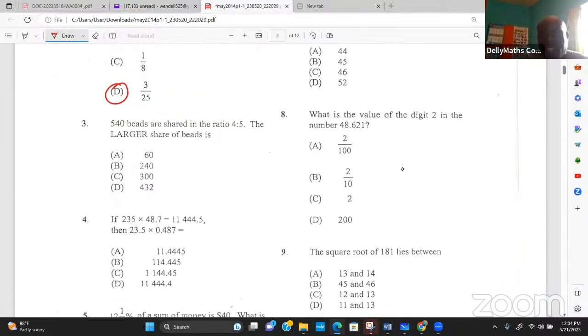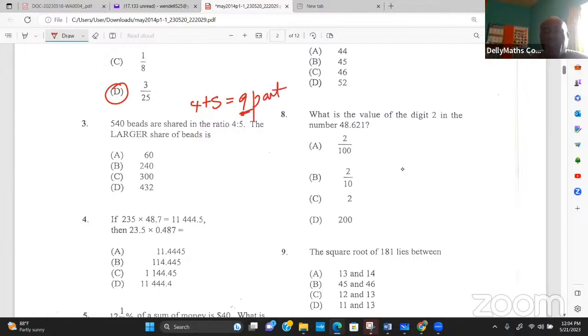540 beads are shared in the ratio 4 to 5. The larger share of beads is? All right, so there are a number of ways you could do this. 4 to 5 is suggesting that we have 9 parts we are dealing with.